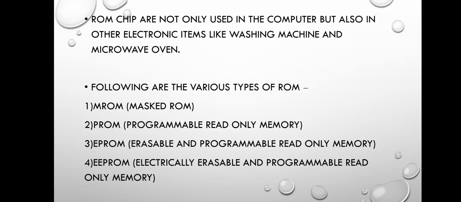ROM chips are used not only in computers but also in other electronic items like washing machines and microwave ovens. Following are the various types of ROM: MROM, PROM, EPROM, and EEPROM. MROM: masked ROM. PROM: programmable read-only memory. EPROM: erasable and programmable read-only memory. EEPROM: electrically erasable and programmable read-only memory.